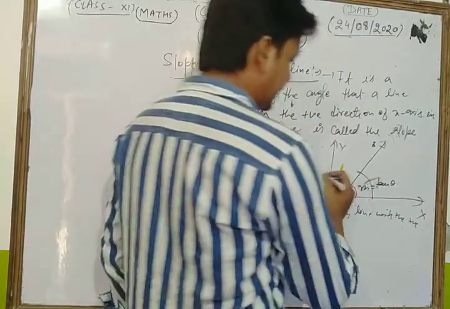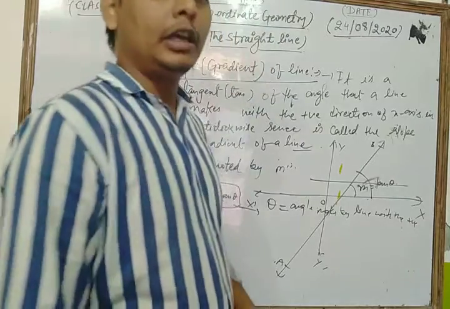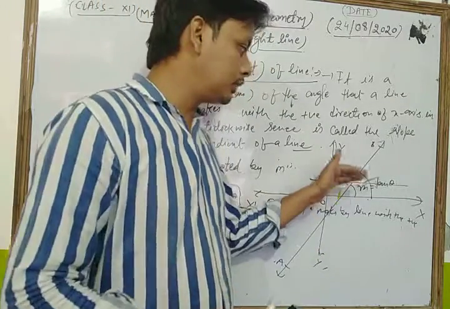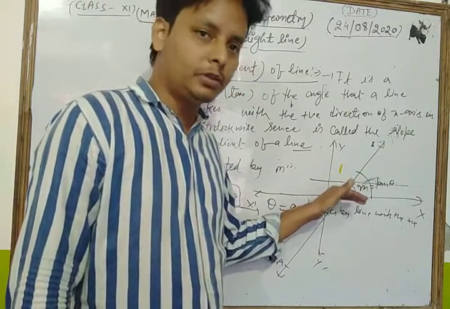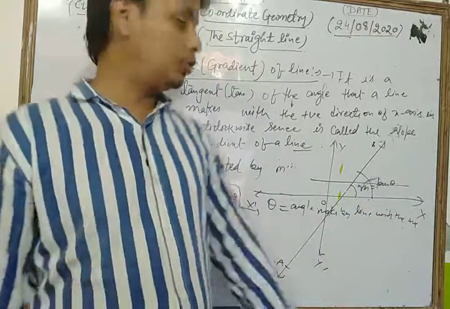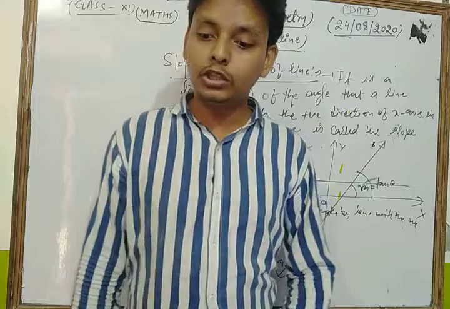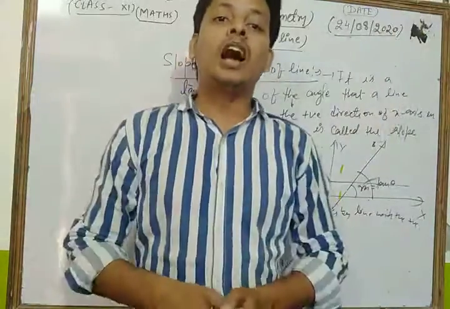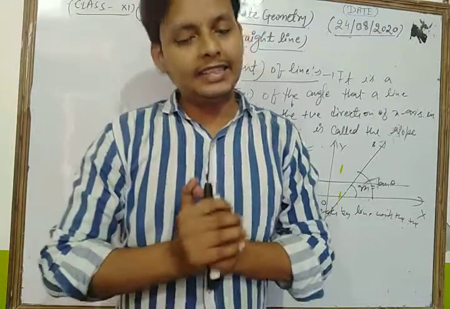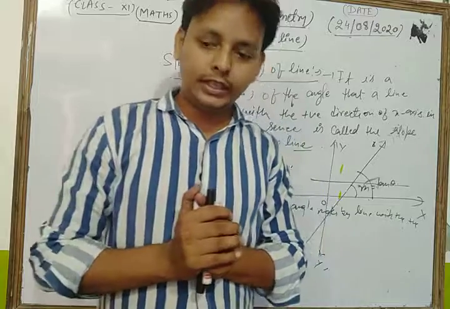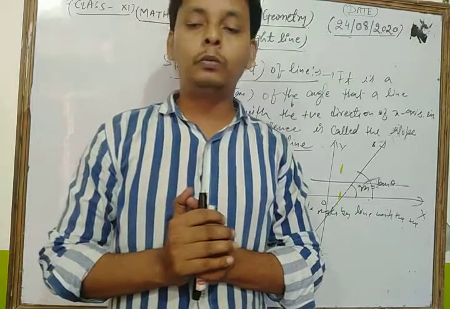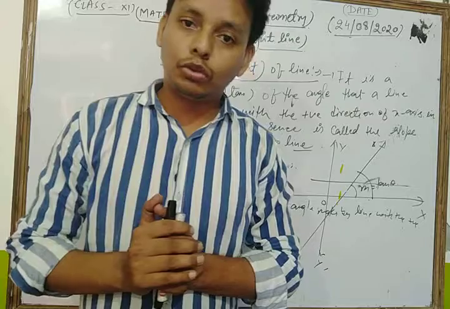Suppose that this line is parallel to the x-axis. If any line passes parallel to the x-axis, in that condition theta will be 0, and when theta is 0, then m is equal to tan 0, and the value of tan 0 is 0. So in this way we can say that since a line parallel to the x-axis makes an angle of 0 degrees with the x-axis, therefore its slope m is always equal to 0.